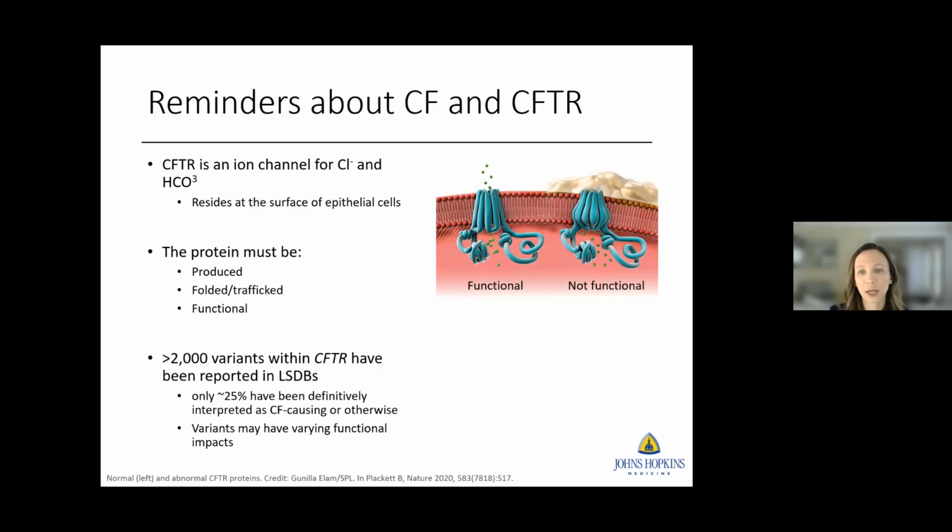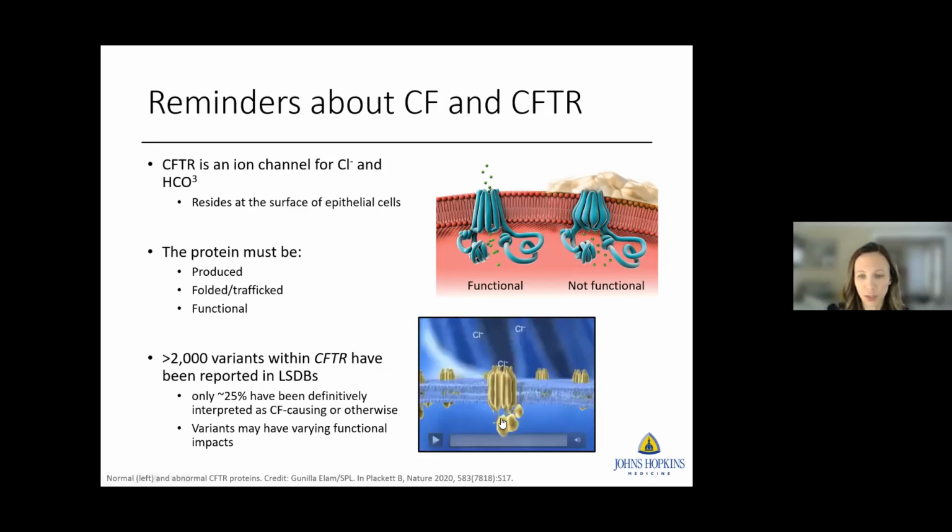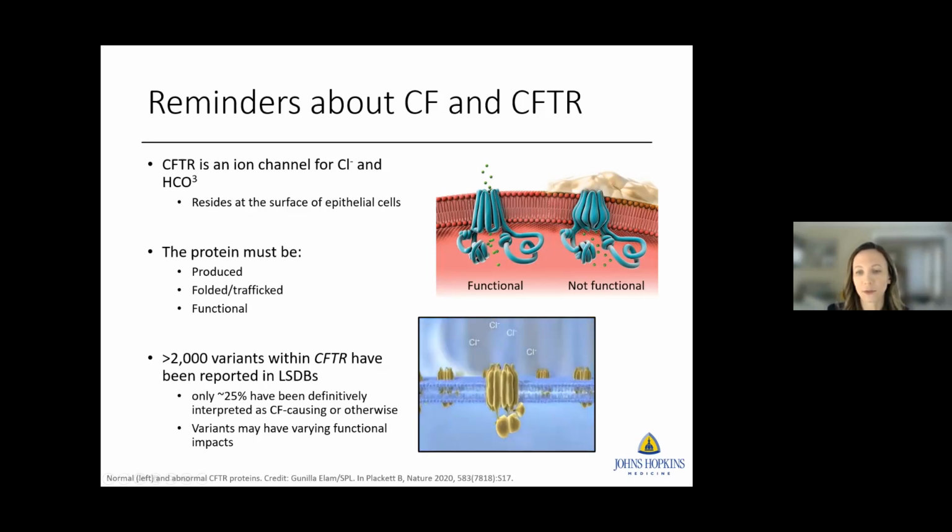And so there's a schematic to the right here that shows a functional protein with little green ions flowing through, and a non-functional one with the ions unable to get to the cell surface, get outside the cell. There have been over 2,000 unique CFTR variants reported in various CFTR locus-specific databases, but only about a quarter of those have been definitively interpreted as CF-causing or otherwise. And these variants may have varying functional impacts. I also have a quick little video here, if it plays, showing an animated schematic of chloride ions flowing through.